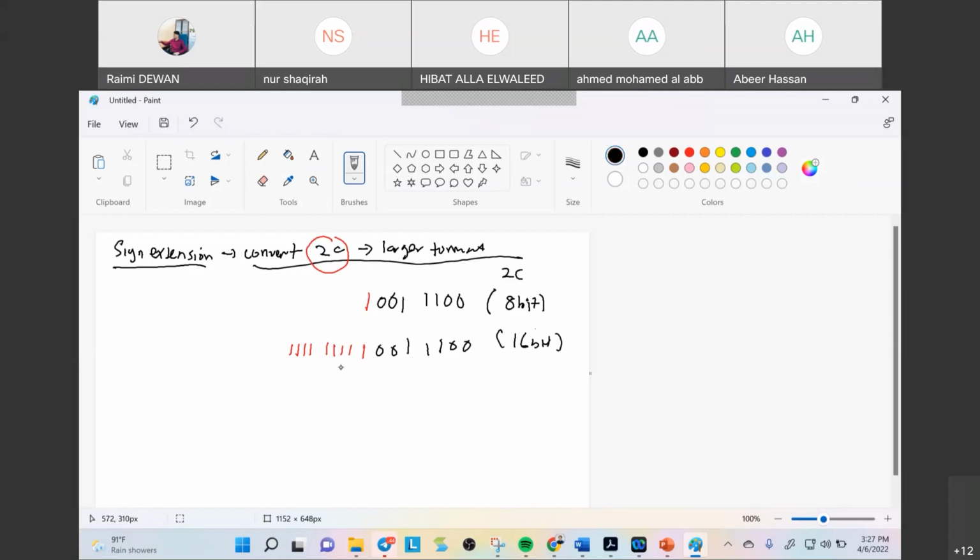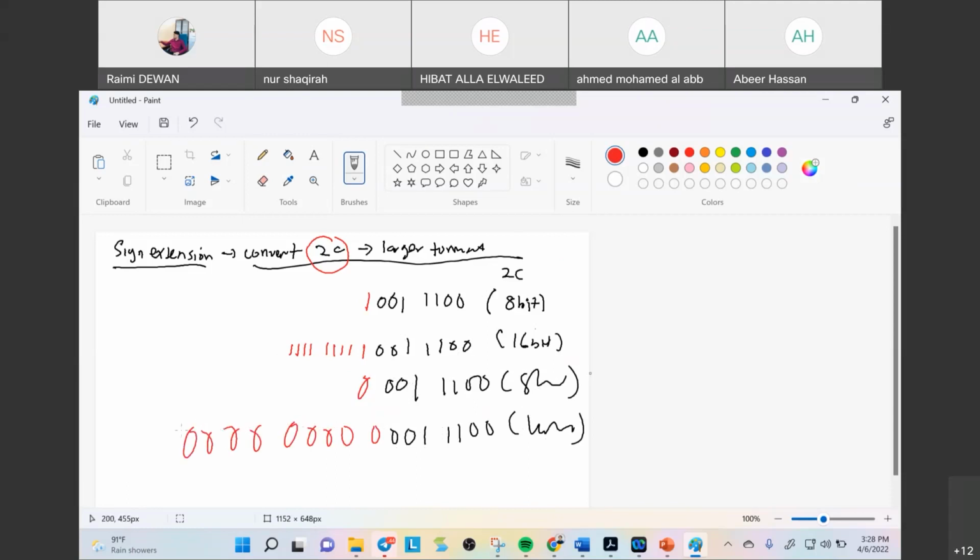For example, if this is a positive number, 0011 1100, 8-bit, to make it 16-bit, you just extend with zeros. What does the book teach? Okay, so we just extend the bits.